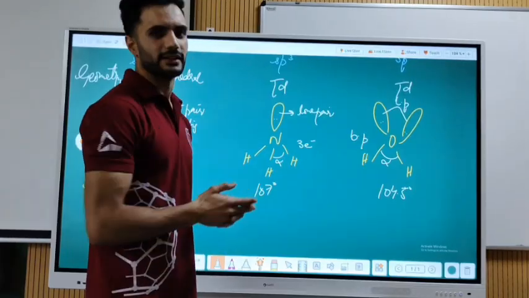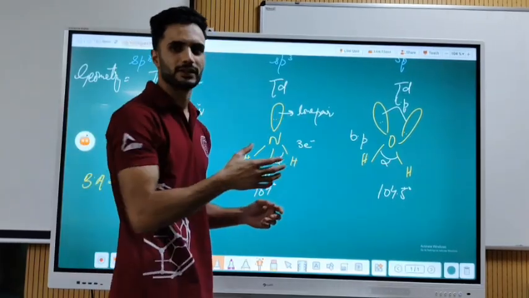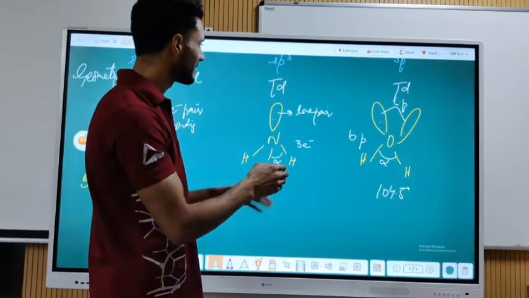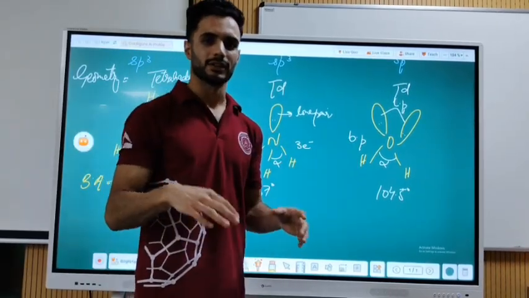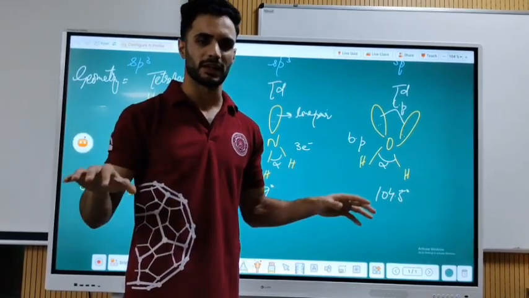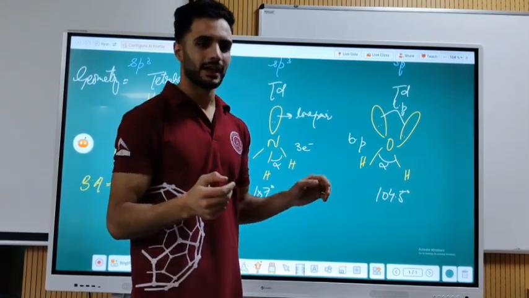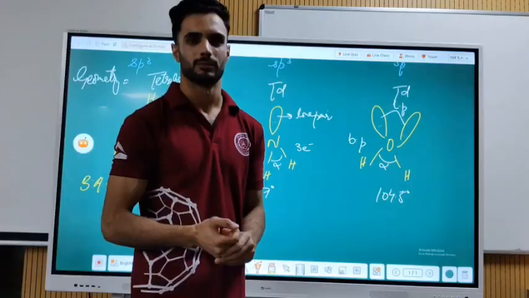So VSEPR theory explains that the different electron pairs have different kinds of repulsion. First, the VSEPR theory says that these electron pairs repel each other. They keep repelling from each other, so they move away from each other, and this creates a distortion in their shape.